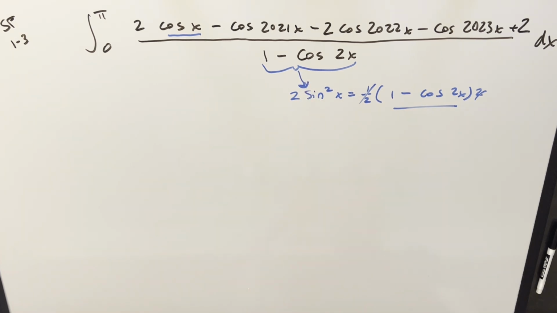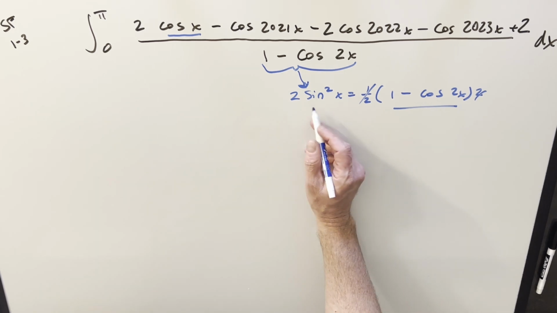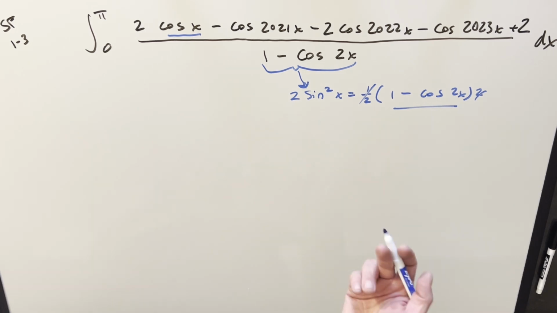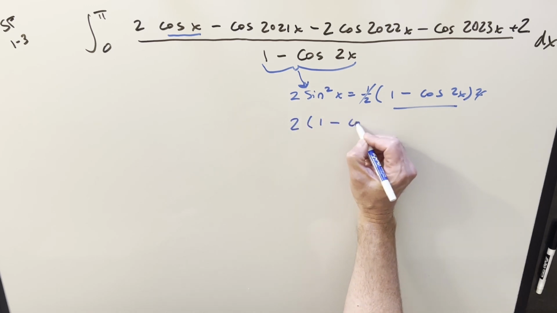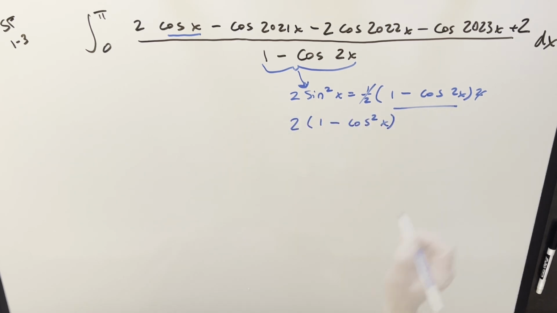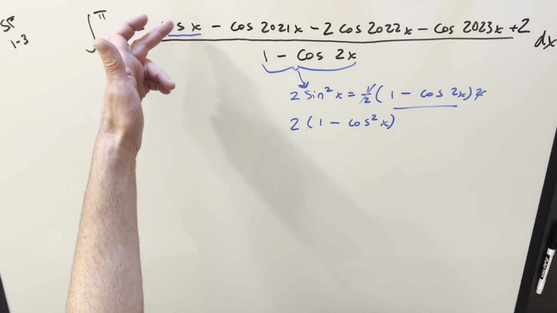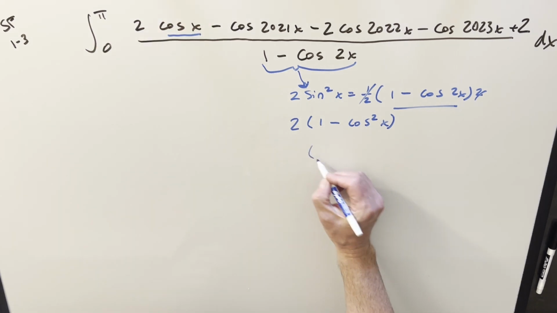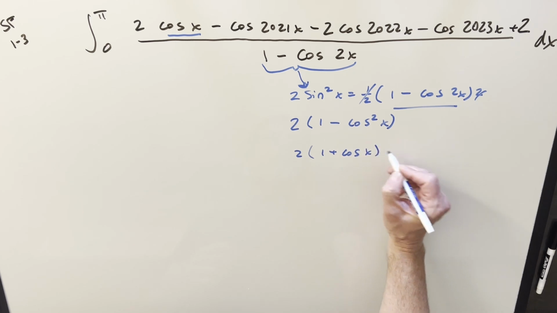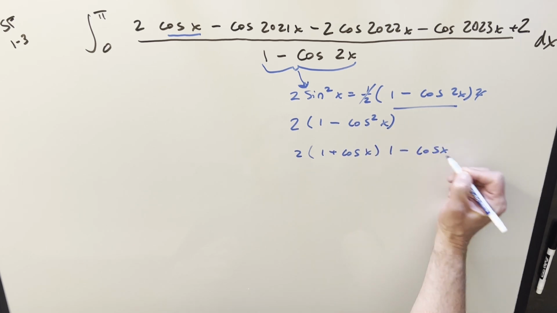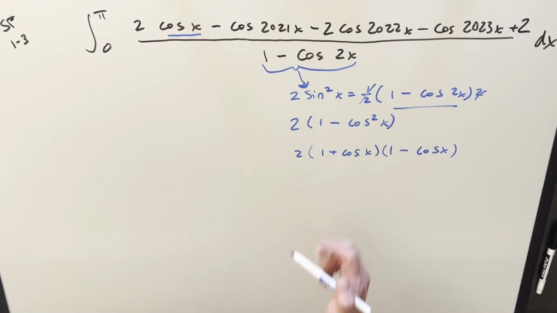But everything else in this problem is cosine, so I don't really want a sine. We can rearrange this using sine squared plus cosine squared equals 1, and that's going to allow me to write this as 2 (1 minus cosine squared x). And then finally, we don't have anything squared. We have everything as just the first power. So for this, I can split this up, difference of two squares, and write it as (1 plus cos x)(1 minus cos x), and we'll rewrite the denominator like this.